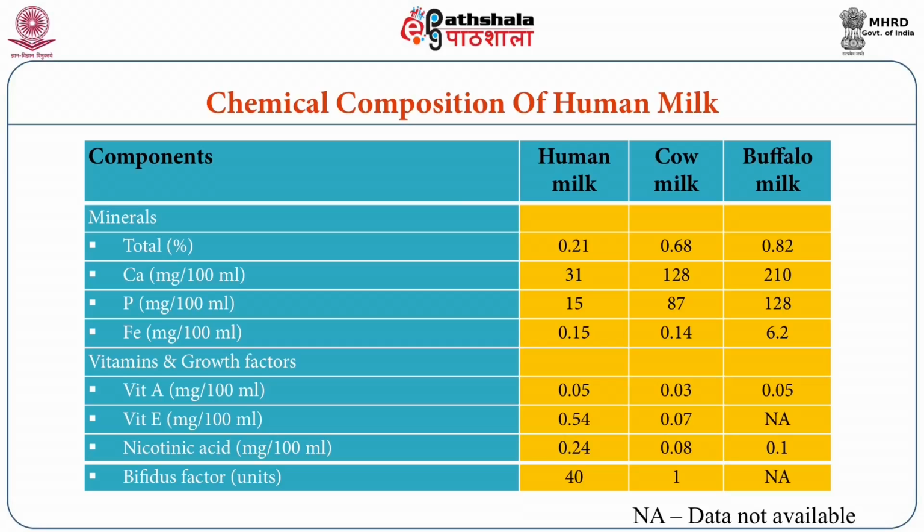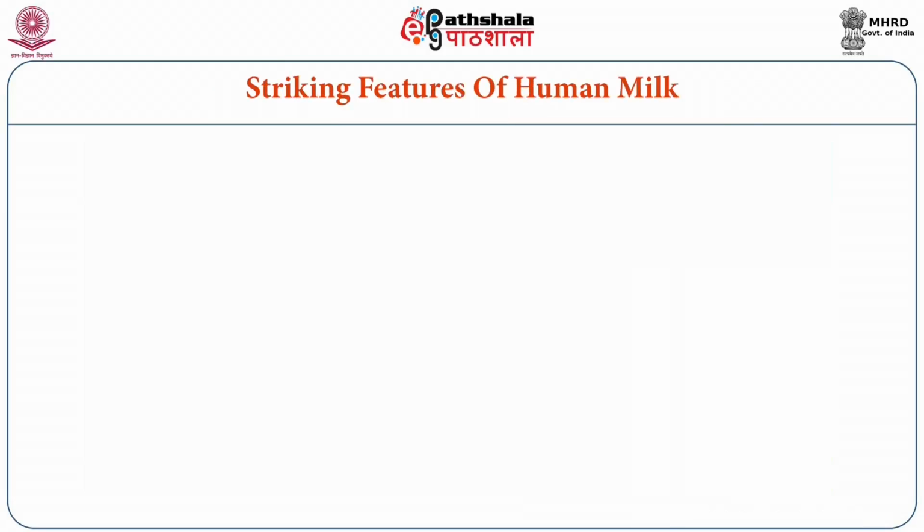Apart from these constituents, human milk has more bifidus factor, which is a natural prebiotic substance which will help growth of bifidobacteria in newborn babies. Till now, we have seen different constituents present in human milk. Now, let us discuss striking features of human milk.